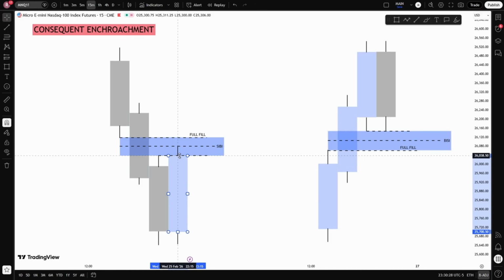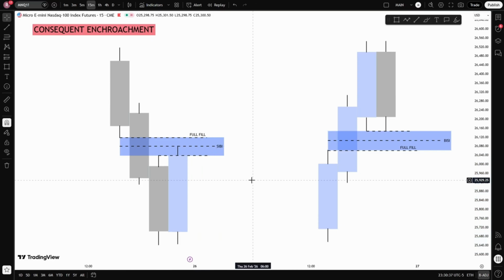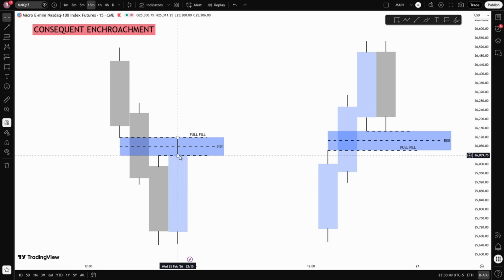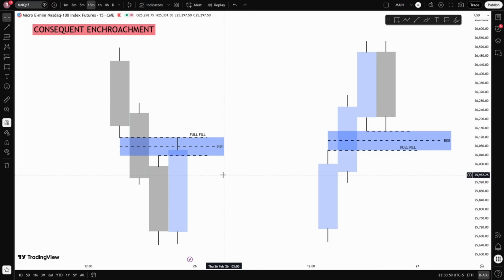Another possibility is that price trades specifically into the consequent encroachment, the 50% level of the fair value gap. From there, I generally want to see price close back outside of that level. As long as price is respecting the consequent encroachment and not closing decisively beyond it, I am relatively flexible with that reaction. A third scenario is that price trades into the fair value gap and forms another imbalance inside of it. In that case, I prefer to see price close back outside of the consequent encroachment before considering it a strong rejection.